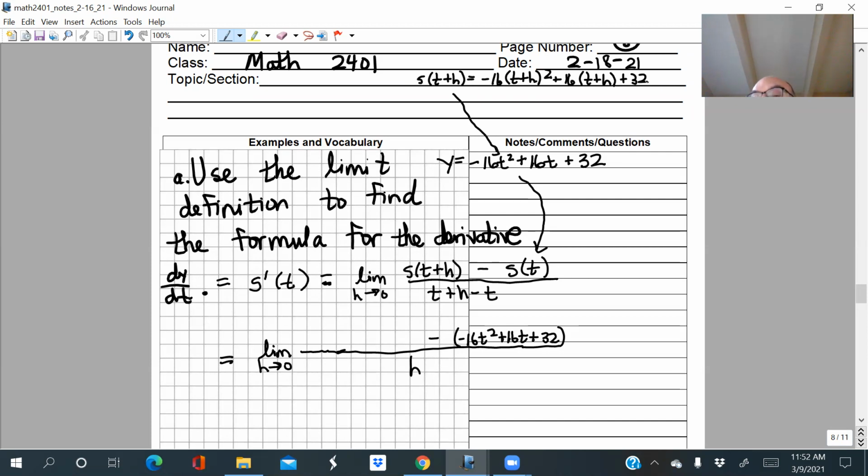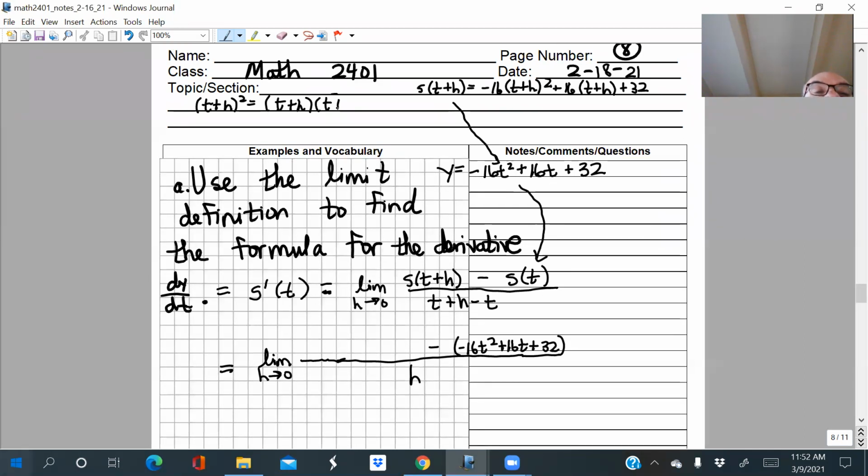And now I have to simplify that. The only hard part in simplifying that is squaring the t plus h. So remember, when you square t plus h, right, that means you multiply it times itself. Once you've done this a couple of times on the homework, you'll get really good at it. But t plus h squared is t plus h times t plus h, which is t squared plus, and then you're going to have t times h twice. So I'm going to go ahead and just write it down quickly twice.